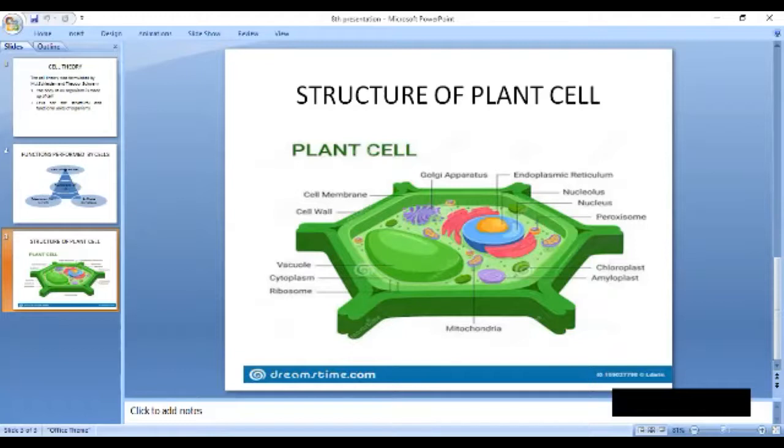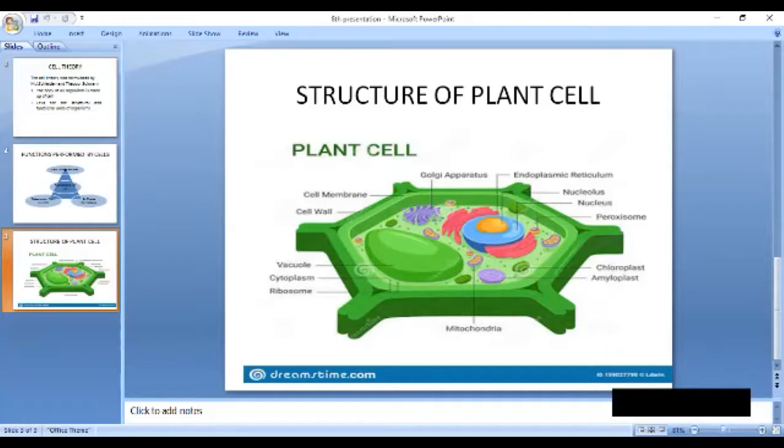Then you have the chloroplast. The main peculiarity of the chloroplast is that it consists of the photosynthetic pigment. You have heard about chlorophyll. I think you have heard about the pigment chlorophyll. The chlorophyll is present in the chloroplast, and the main peculiarity of the chloroplast is that only the plant cell consists of the chloroplast.